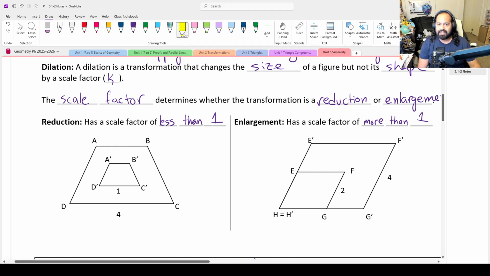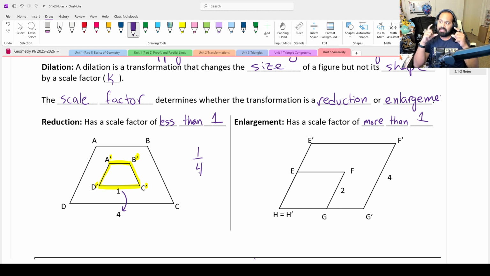So what'll happen is you always look at your prime shape. And in this case, you see all the primes, right, are our little things that look like apostrophes there. And you take that measurement and you divide it by the measurement of one of the sides that matches up with it. So this would be a reduction of 1/4. So the original shape has been shrunk down to 1/4 of its original size.